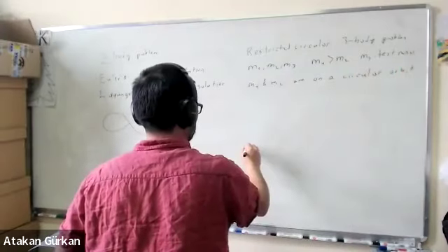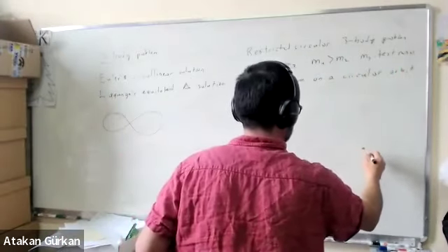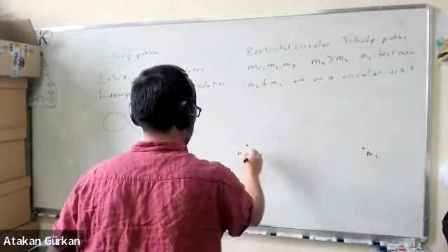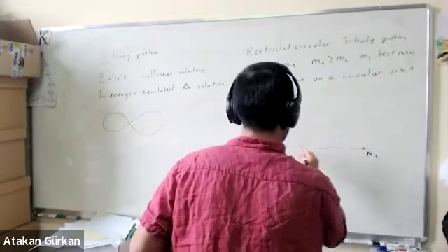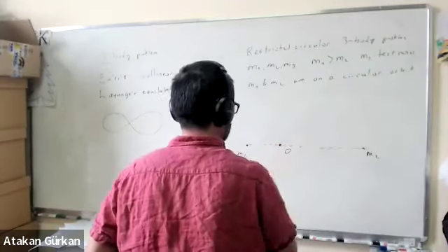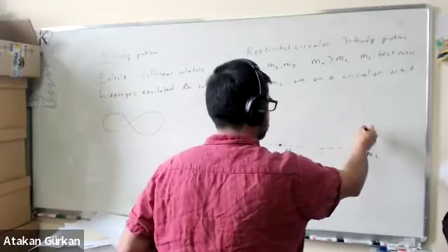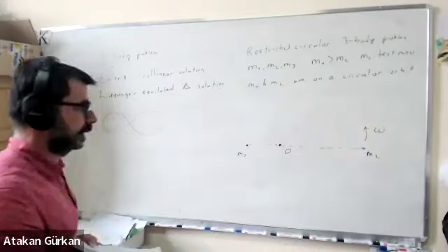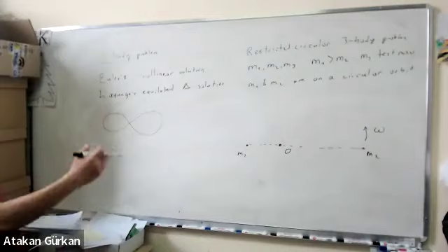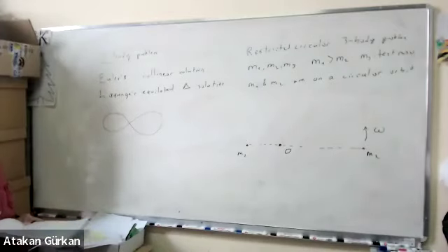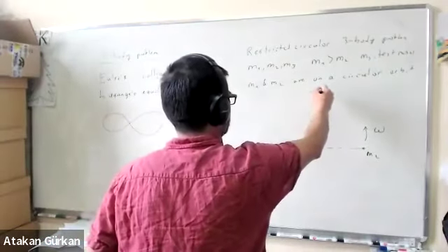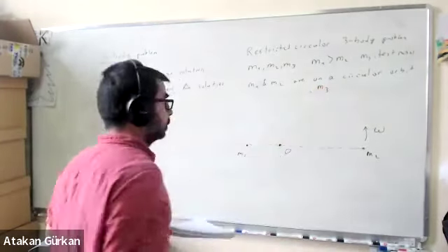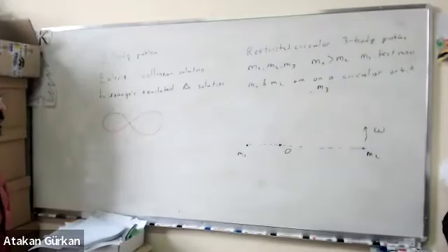So let's say this is M1, this is M2, and I'm just going to call this O. These are rotating with some angular velocity omega around the common center of mass. The center of mass is closer to M1 because by my assumption M1 is larger than M2. And I have a test mass somewhere over here, M3, and the motion of this test mass is sometimes interesting.